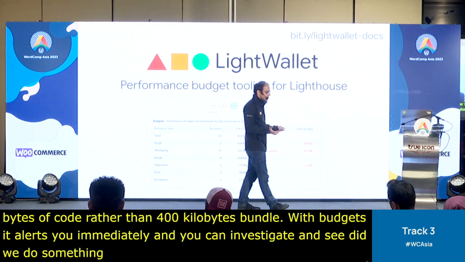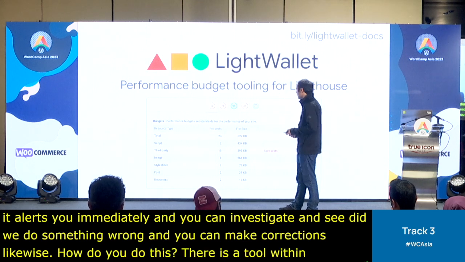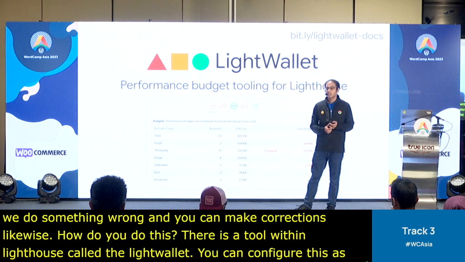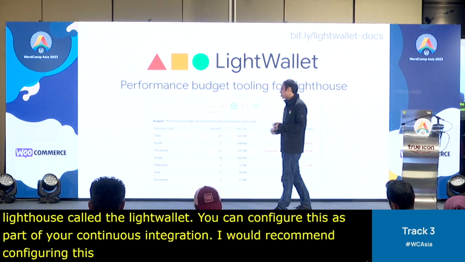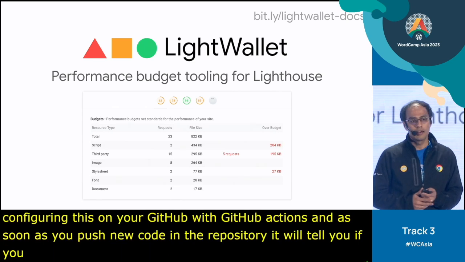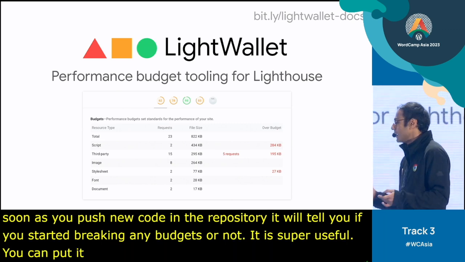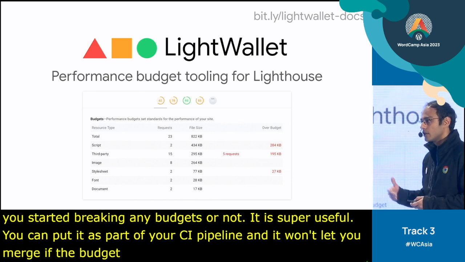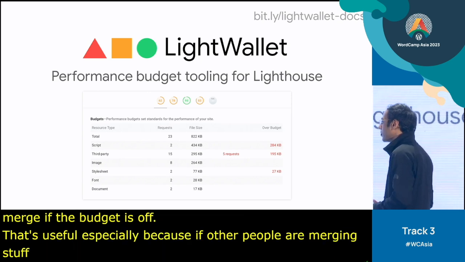So how do you do this? There's a tool within Lighthouse called Lightwallet, and you can configure this as part of your continuous integration. I would recommend configuring this on your GitHub with GitHub Actions, and as soon as you push new code into your repository, it will tell you if you've started breaking any budgets or not. So it's super useful, and you can also put it as part of your CI pipeline, so it won't let you merge if your budgets are off. That's also always useful, especially because if there are other people who are just merging stuff in, the alerts get triggered, but they don't get acted upon.